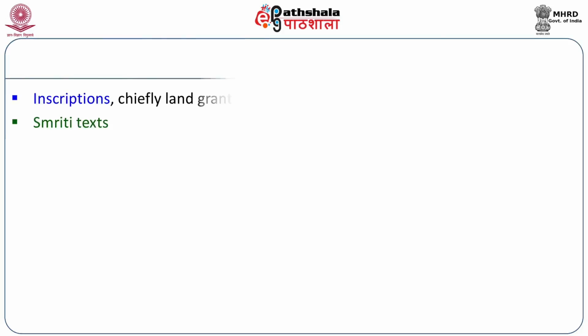Now, there are also the Smriti texts. What are the Smriti texts? The Smriti texts are the Smritis composed by authorities like Narada, Brihaspati, and Yagyavalkya. All these major Smriti texts were completed by the end of the 6th century AD. So, they reflect the data regarding the economy of the Gupta period.